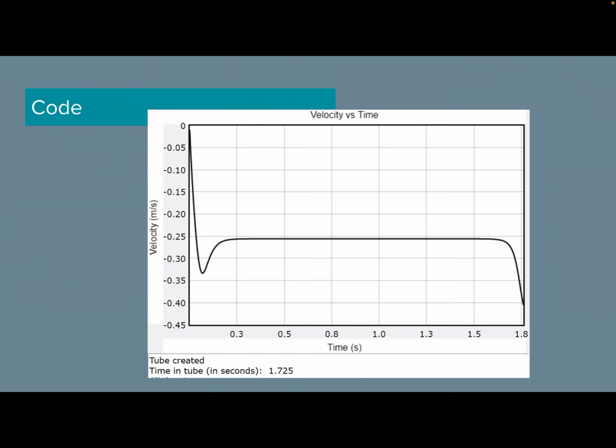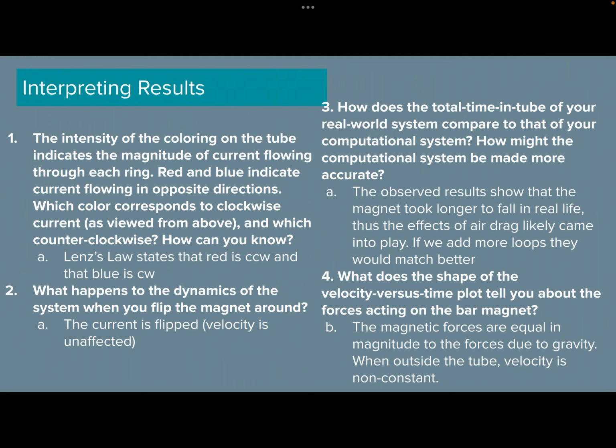How do we know that? Well, the magnitude of the velocity and or the magnitude of the forces F mag and F gravity are supposed to be the same. Whenever they're the same, they counteract each other, and the velocity remains constant. Outside of the tube, however, the magnetic forces don't act on the bar, so the velocity is non-constant. In other words, it is only affected by gravity.